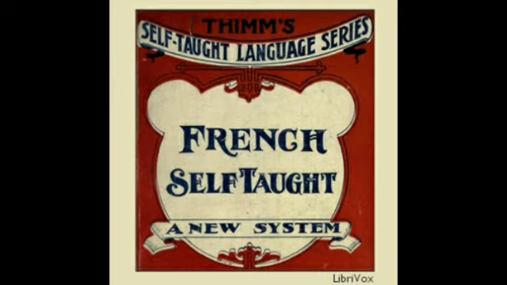Pluperfect. I had had, j'avais eu; thou hadst had, tu avais eu; he had had, il avait eu; we had had, nous avions eu; you had had, vous aviez eu; they had had, ils avaient eu.